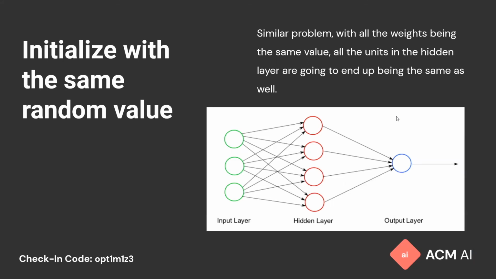So if you initialize with the same value, you get a similar issue, where it'll be a bit more deterministic. The hidden layer is going to converge to some value, and it might just get stuck there. That's also not optimal, because you want to be able to explore the function and find a very good local minima, or ideally the global minima.